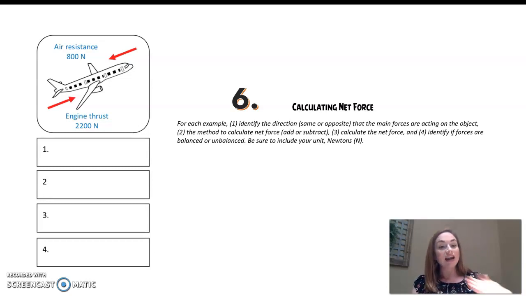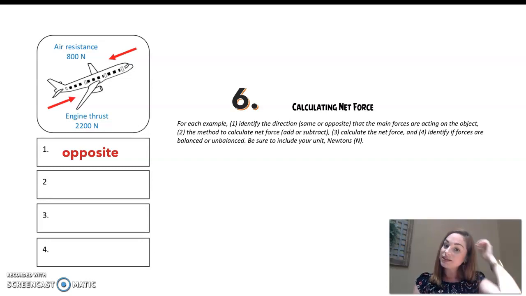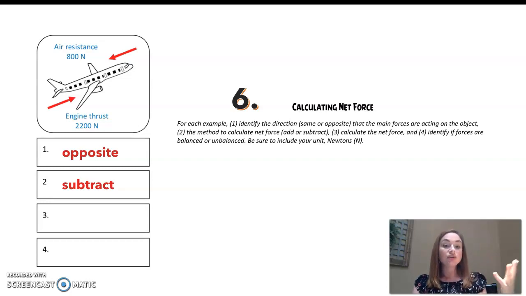All right, the last example I'm going to do with you today is 6. We have an airplane. I see right away arrows are going in opposite directions. If it's opposite, we're always going to subtract. So we have 2,200 newtons minus 800 newtons. Let you do that math. It should be 1,400 newtons up.